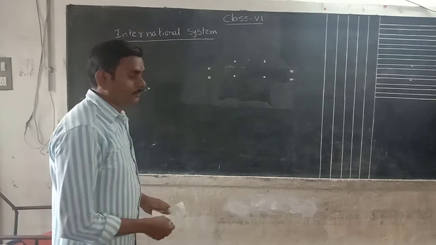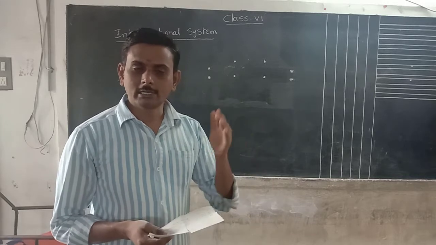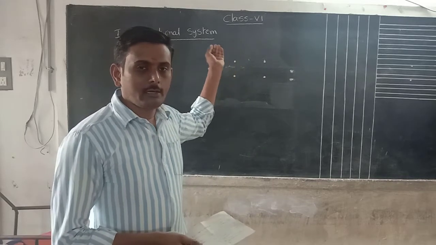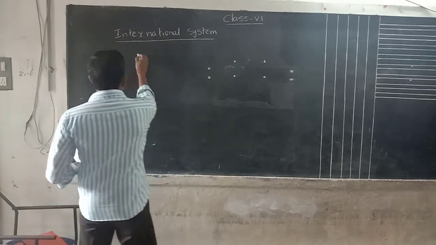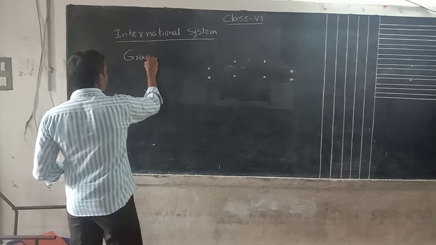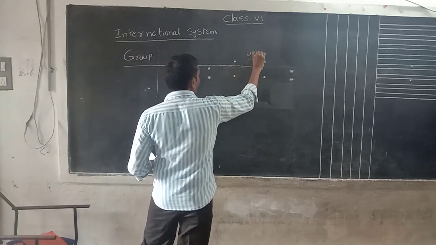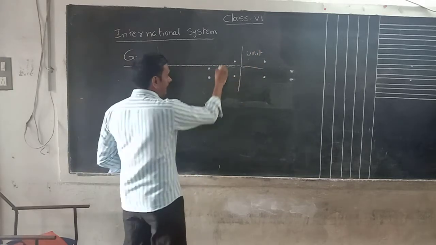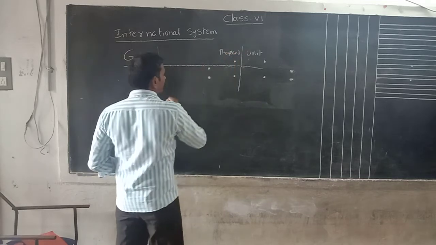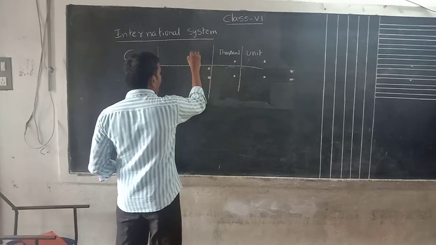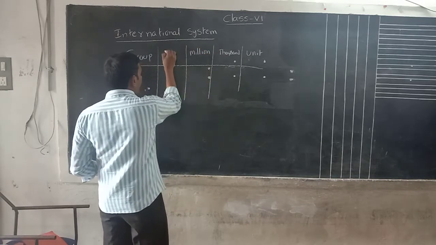While in the Indian system we have some places: ones, tens, hundred, like that. What are the places? First we have to know the groups. What are the groups in the international system? Here also we have the unit group. Later we have the thousand group. Later we have the million group. Later we have the billion group.